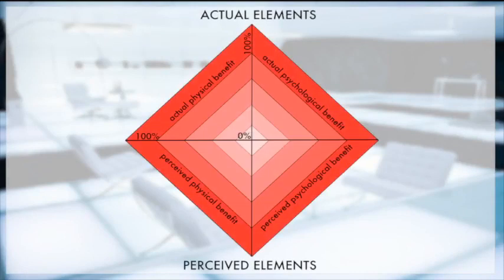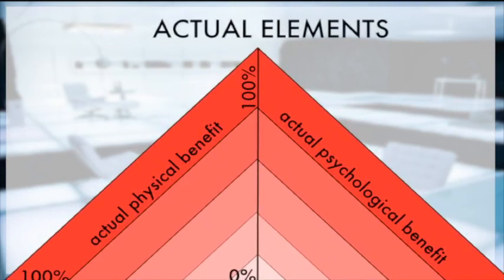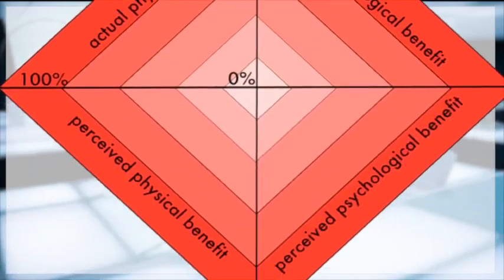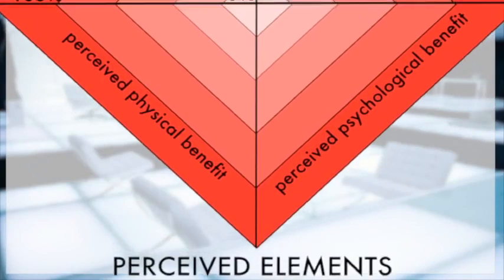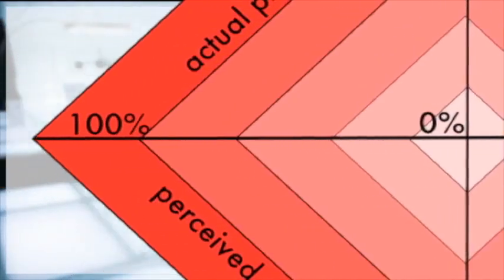If you look at the image now on the screen, you'll see it's broken up into 4 parts: actual elements, perceived elements, and then a scale from the center out to the end from 0 to 100%.